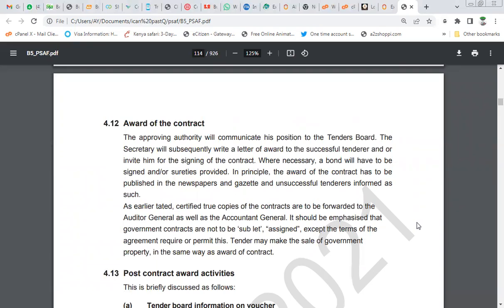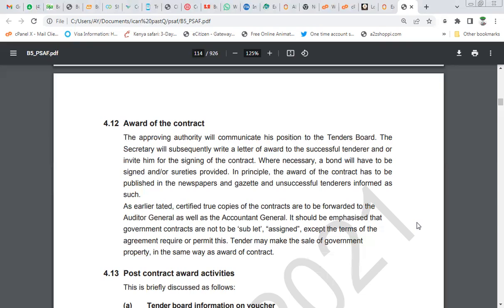The approving authority. So after the tender board, that's the secretary of the tender board, there are also the people who are responsible for approving the tender or the contract. The approving authority will communicate its position to the tender board. The secretary will subsequently write a letter of award to the successful tenderer, and on inviting him for the signing of the contract, where necessary, a bond will have to be signed or surety provided so that the person will not run away with the contract funds. When necessary, in principle, the award of the contract has to be published in the newspaper, gazette, and the unsuccessful tenderers informed as such.